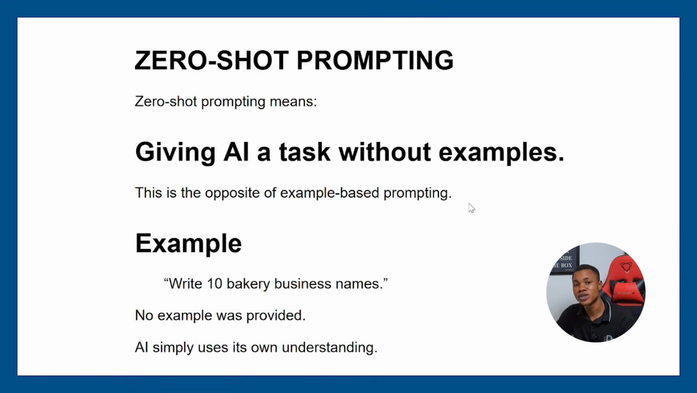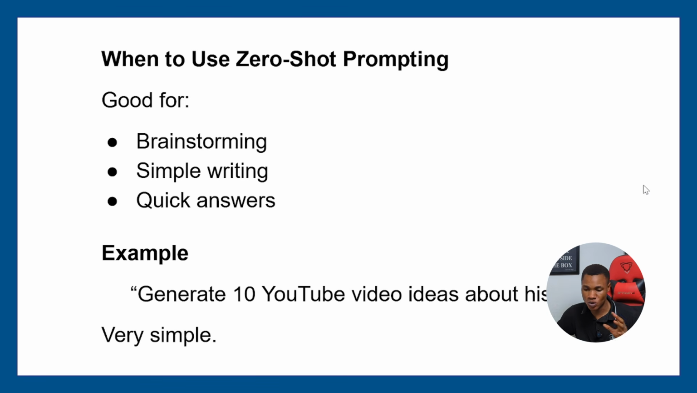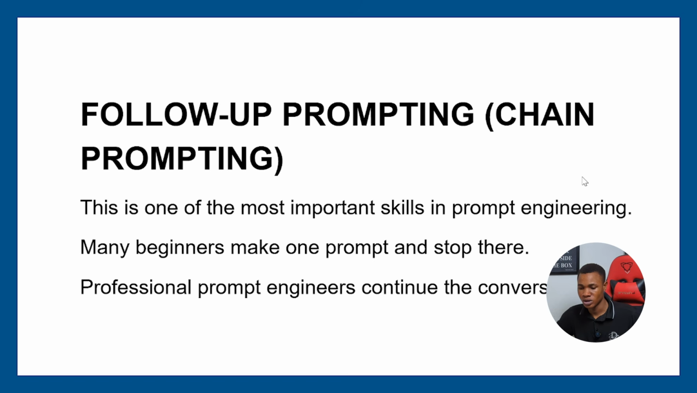All right, so now we are moving to almost the last type of prompt engineering, which is zero shot prompting. Zero shot prompting means giving AI a task without an example. Right, you just give a task. We just did the one of giving a task. For example, write 10 bakery business names. Is that okay? All right, that one is very short and direct. It almost looks like simple prompting, right? It's fast and easy, but I just want you to know about it. You use zero shot prompting when you are brainstorming or doing simple writing. Generate 10 YouTube video ideas about history, and it's going to generate those video ideas.